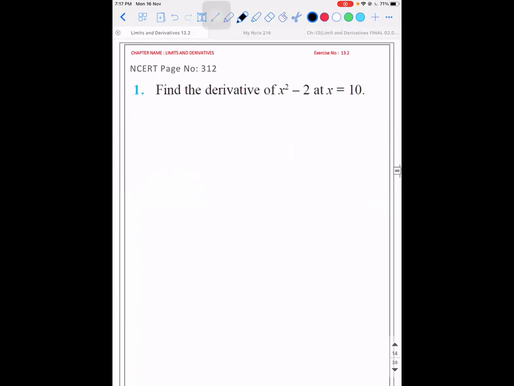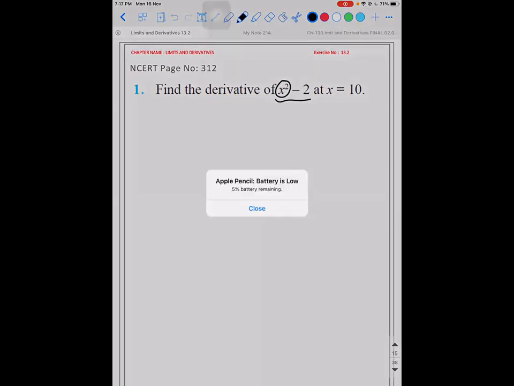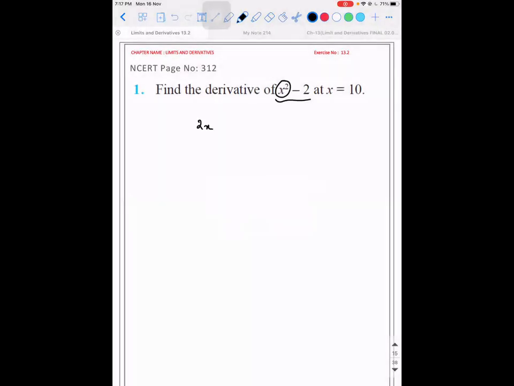Yes, sir. Okay, let's do fast. Find the derivative of x square minus 2 at x is equal to 10. So derivative of x square. 20, sir. Yes. So derivative of x square is 2x. That is f dash of x. So f dash of 10 will be 20. That's the answer.